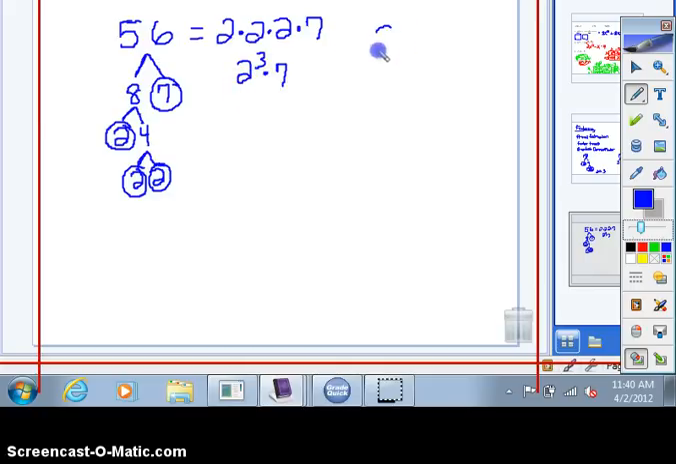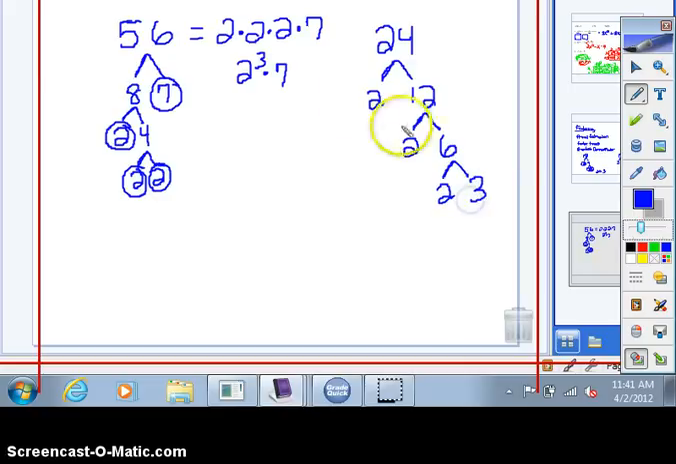If you have 24, 24 factors into, what do you want to do first? Okay, we can do 2 times 12. 12 is divisible by 2, so 2 times 6. 6 is divisible by 2 and 3. And so now we have 24 being 2 times 2 times 2 times 3. Now, yes, Montana? Is there any way to find this in the calculator? No.